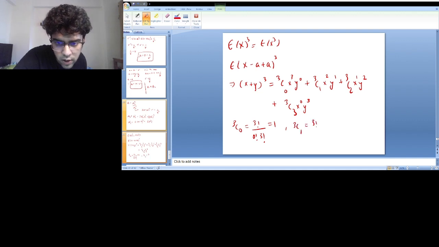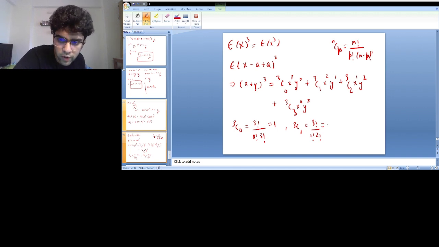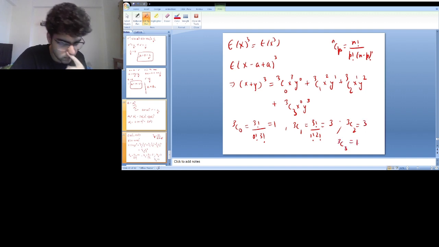3C1 is 3 factorial upon 1 factorial times 2 factorial, or the formula for this is nCp, which is n factorial upon p factorial times (n minus p) factorial, right? So 3C1 is 3 factorial upon 1 factorial and 2 factorial. 3 minus 1 is equal to 2 factorial, right? So this is 3, and 3C2 is again equal to 3, and 3C3 is equal to 1. So we have all of the coefficients.